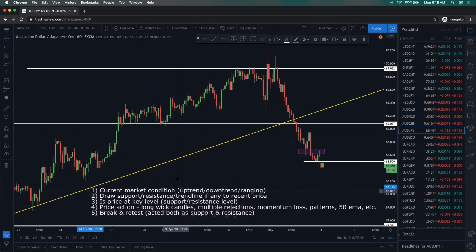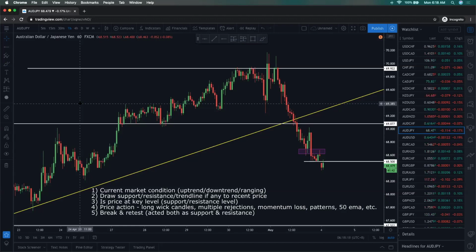So what we do is, again, I summarize. We look at the current market condition. We ask ourselves, is this an uptrend, downtrend, or ranging? Then we draw any support and resistance or trend line on any recent price. And then, is price at a key level? What is a key level? Is price near the support, resistance, or the trend line? Is it respecting or breaking it? Is there any rejection there? You look for price action. Price action meaning what is the candle showing us? For example, price action will be the wick that I've talked about.